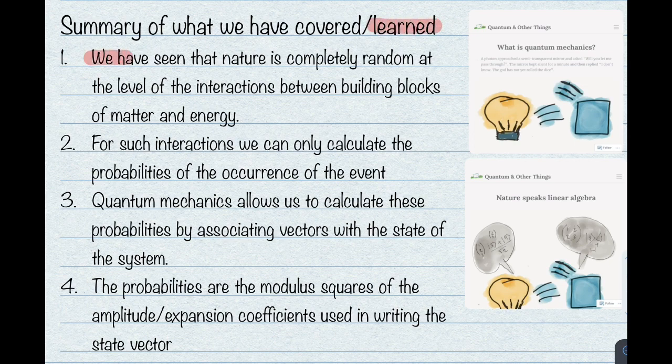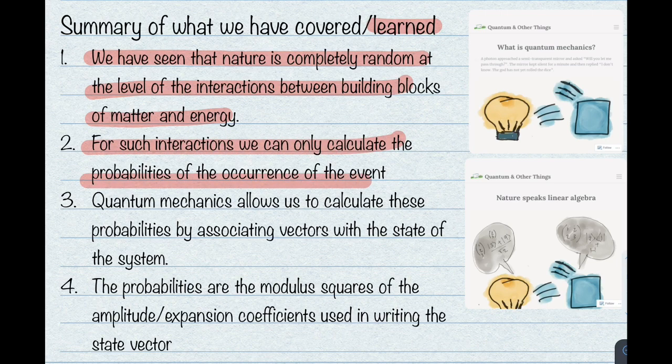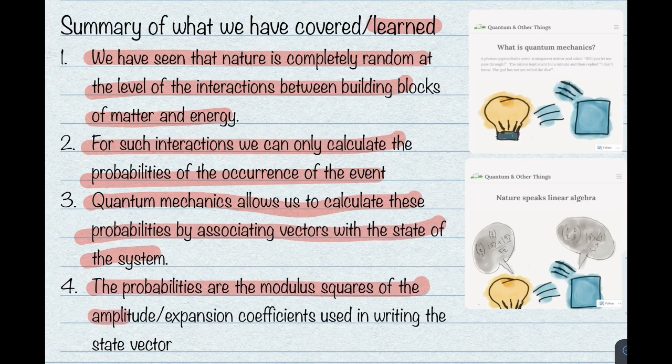Nature at the level of the interactions of building blocks of matter and energy is inherently indeterministic and random. We are not allowed to know when or if an event at this level will happen. We can only calculate the probabilities of the occurrence of these events. Quantum mechanics helps us work out these probabilities by associating vectors to the states of the system. And finally, the probabilities are the modulus square of the amplitudes, the expansion coefficients used in writing the state of the system. This is the end of the first lecture.